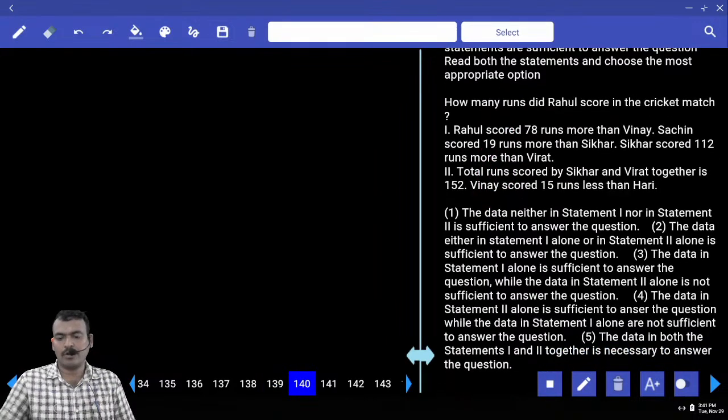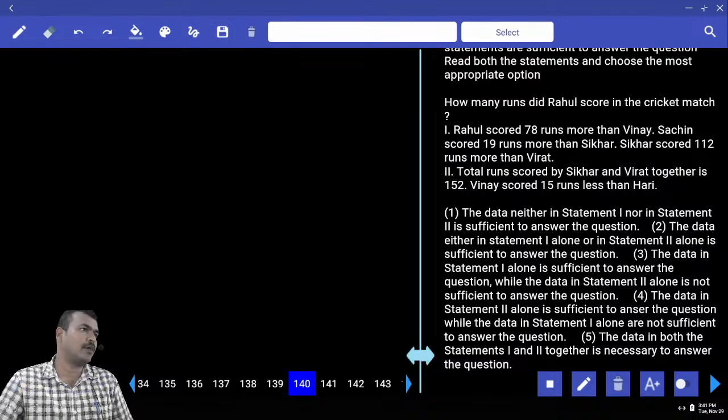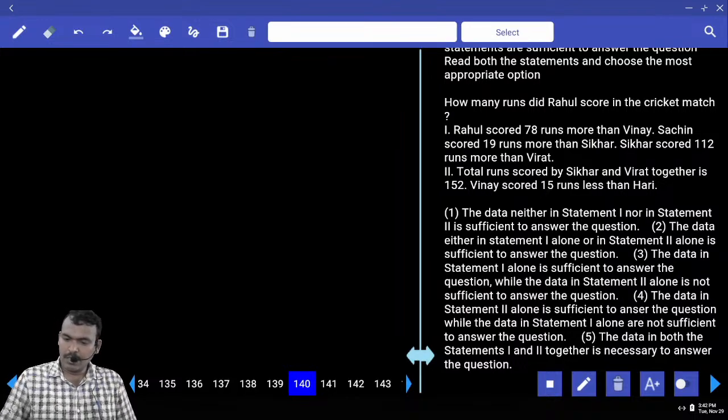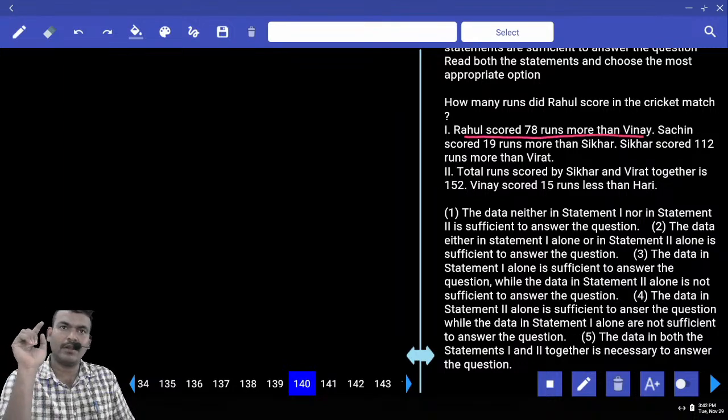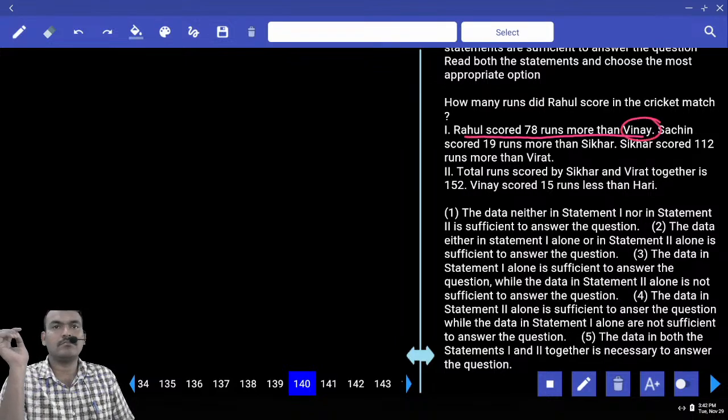Next question number 140. How many runs did Rahul score in the cricket match? We require the number of runs made by Rahul. What is the first statement? Rahul scored 78 more than Vinay. Sachin scored 19 runs more than Sikhar. Sikhar scored 112 runs more than Virat. Actually we require Rahul's score. If we require Rahul's score, we need to know Vinay's value, but here there is no clarity about Vinay's score.